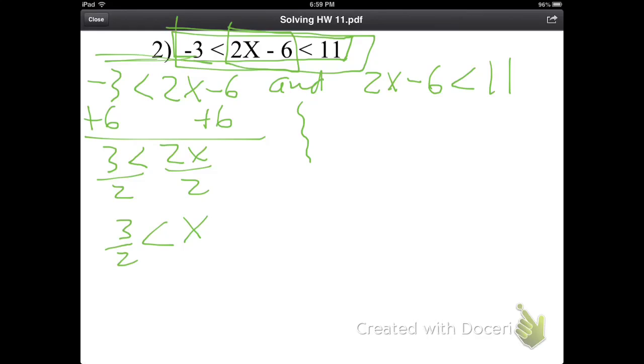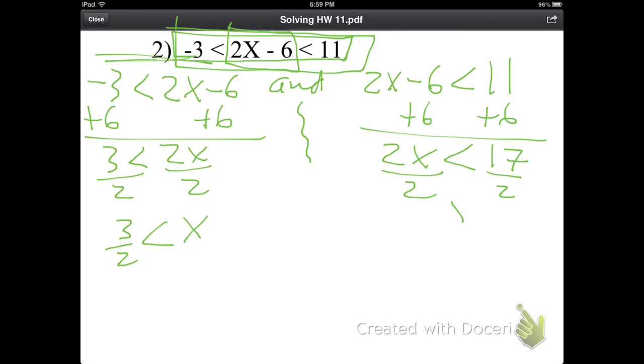Right side, I'm going to add 6 again to get it away from the x. I'm still trying to get x all by itself. 11 plus 6 is 17. I still need to divide by 2 in an attempt to get x by itself, so x is less than 17 halves. Notice on both of my inequalities, I do not flip the direction of the sign because I divided by a positive. You only flip it when it's negative.